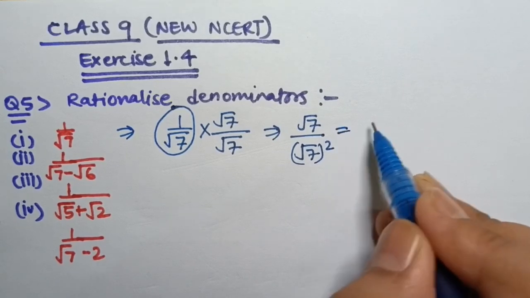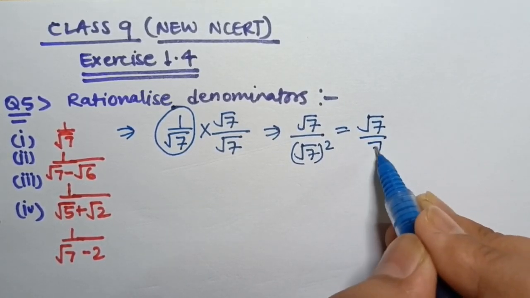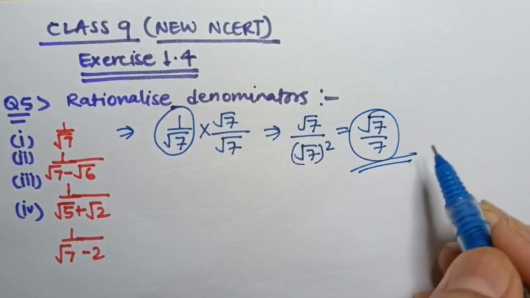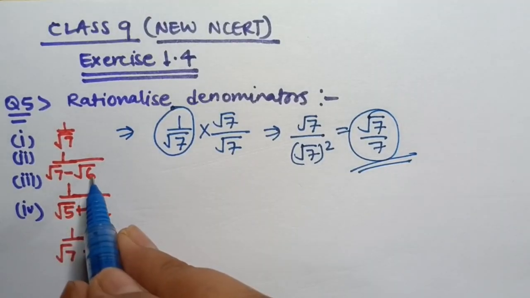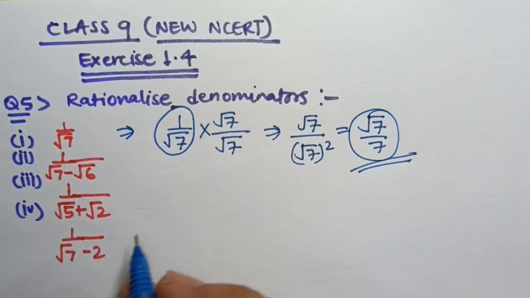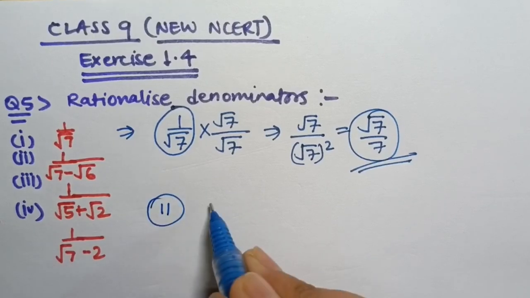So what you will get in the numerator, root 7 into 1 is root 7, upon root 7 into root 7, which is root 7 square, and root 7 square is 7 only. Okay, now you will move to question number 2.